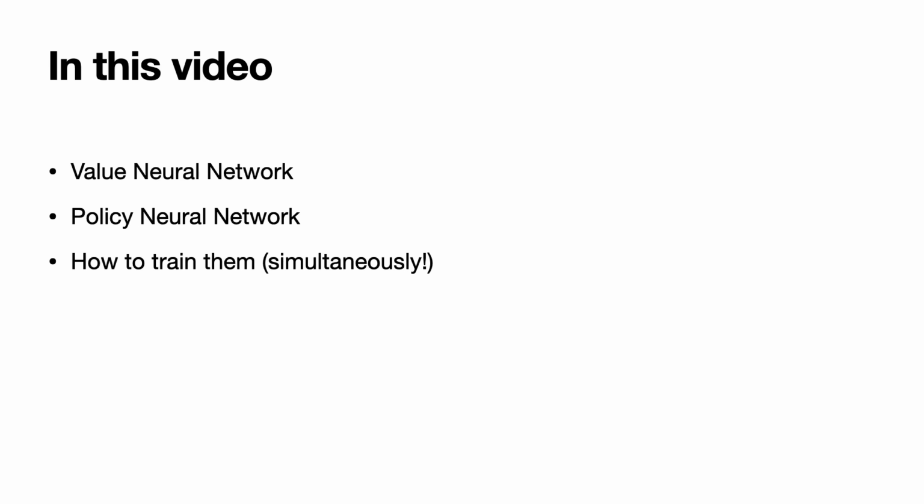So in this video, we're going to learn three things. First, the value neural network, then the policy neural network, and then how to train them. But the trick here is that we're going to train them simultaneously.